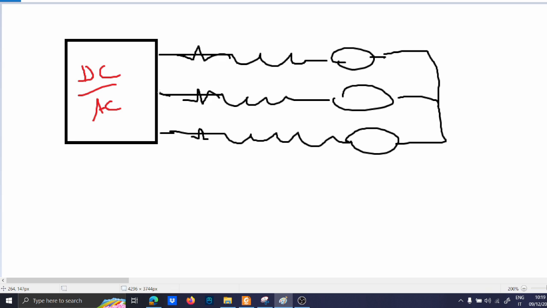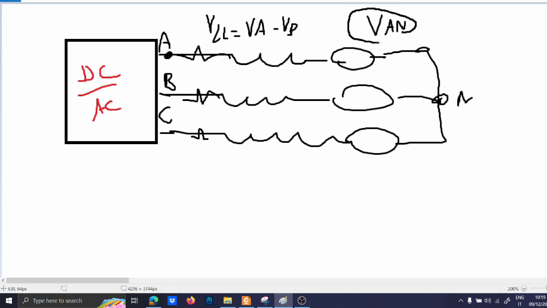It's basically the same. So at the output of the 3-phase inverter, you have 3 phases, which are A, B, and C, and this is called N, the neutral. And the line voltage is the difference between AB, AC, BC. So when you see VLL, it is the difference between VA minus VB. Or you can even study the voltage across one line, which is called VAN. So these are the terms that we will use and the most commonly employed.